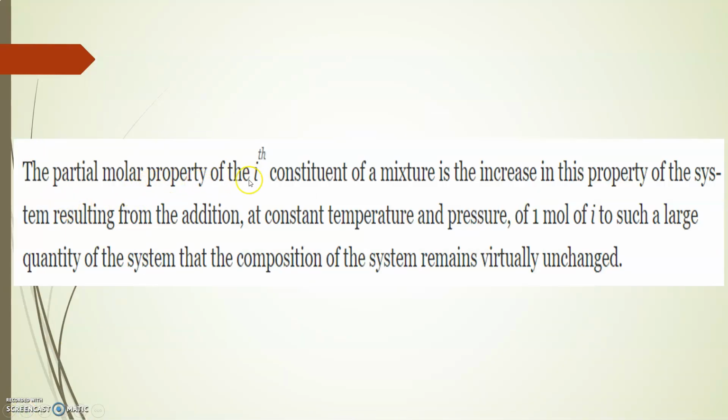The partial molar property of the ith constituent of a mixture is the increase in this property of the system resulting from addition, at constant temperature and pressure, of 1 mole of i to such a large quantity of the system that the composition of the system remains virtually unchanged. That means, what is the partial molar quantity? For the ith constituent of any mixture, it is the increase in the property of the system due to the addition of 1 mole of i to a large quantity.